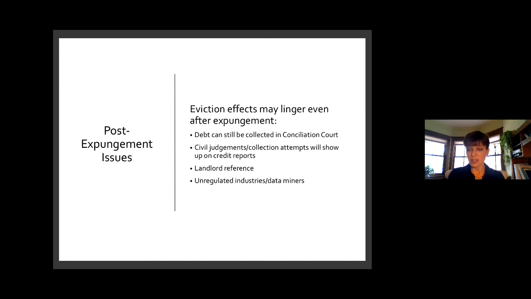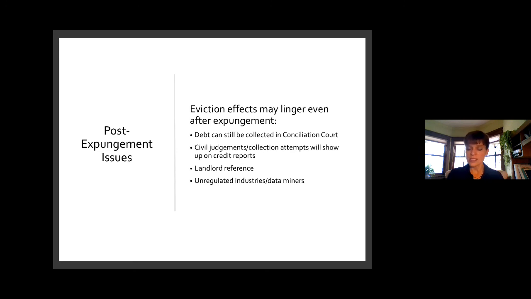Sometimes the filing of an eviction will be the poke at the landlord that will get that landlord to file that conciliation court claim. It doesn't happen very often, but we want to make sure you know, particularly if there are larger amounts of money remaining to that landlord. Civil judgments and collection attempts will still show up on credit reports. So it's possible that while the eviction won't show up, something else might show up on a credit report. There still are the landlord references.